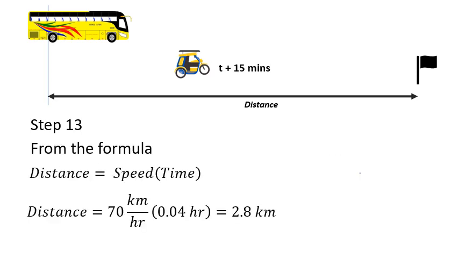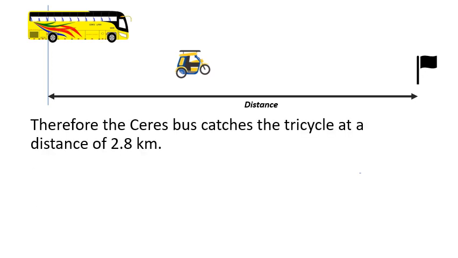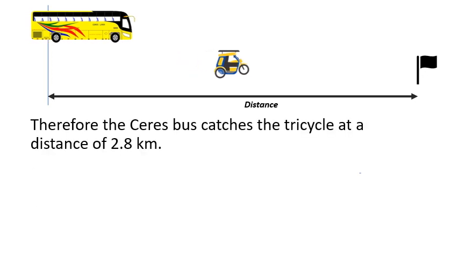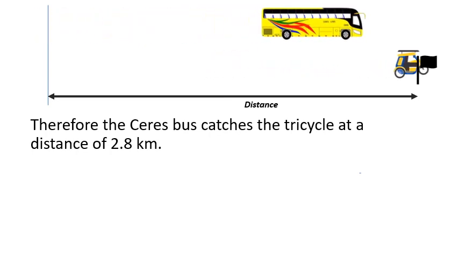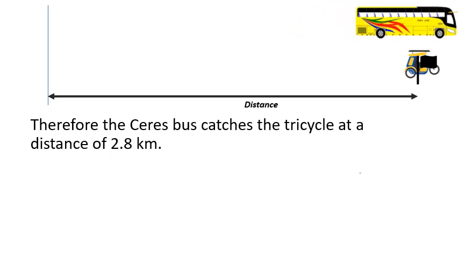The formula distance is equal to speed times time will be substituted by the data of the series bus. The speed is equal to 70 kilometers per hour and the time is equal to 0.04 of an hour. The distance of the series bus is equal to 2.8 kilometers. And so therefore, the series bus catches the tricycle at a distance of 2.8 kilometers.